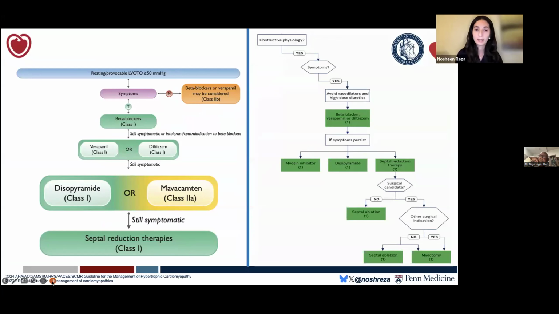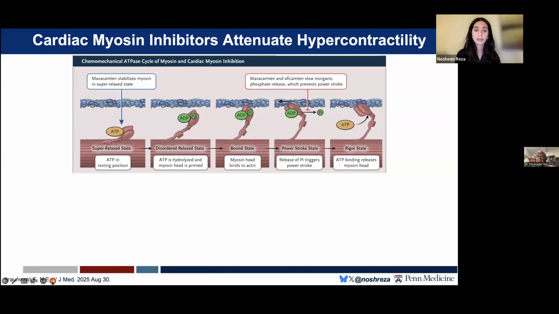Now, cardiac myosin inhibitors, again, are essentially a new novel therapy for patients with HCM, the first molecularly directed therapy for this disease. And here I'm showing you a diagram essentially of where mavacamten in particular as a cardiac myosin inhibitor interacts in the chemico-mechanical phase of cardiac actin and myosin binding. So you can see there in this diagram where exactly mavacamten and aficamten, the second generation cardiac myosin inhibitor, work to slow inorganic phosphate release, which prevents the power stroke of the myosin binding to actin.